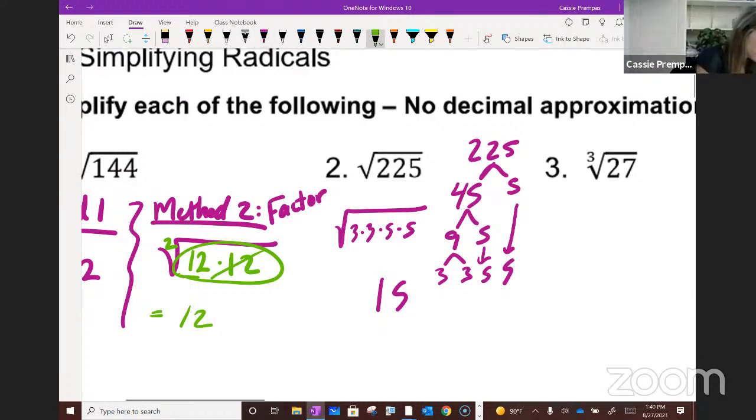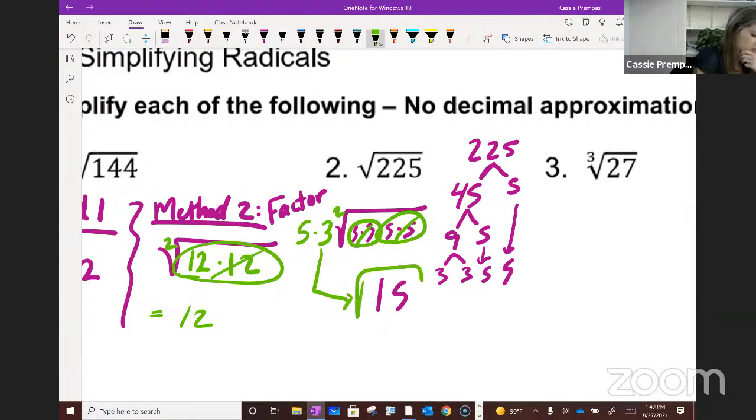Because it's a square root, as soon as I find 2 of the same number under the radical, I found a perfect square and I can take it outside of the radical. What else can I take outside of the radical? 5. I would multiply them, and then what's 3 times 5? 15. So if you didn't know method 1, you would just use method 2.